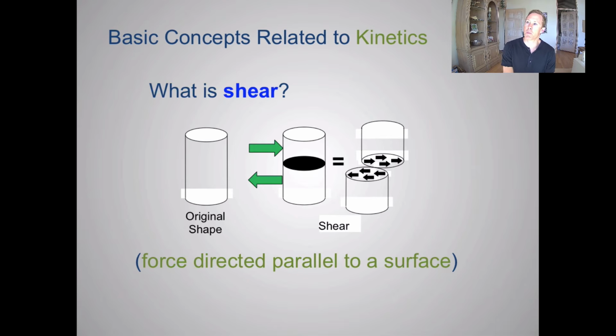Or maybe you think about this in the spine. If somebody had a fracture or some instability, maybe you could have two vertebrae kind of moving on each other a little more than they should. So ACL is probably a better example. But these are forces directed parallel to a surface. So we've got that one.